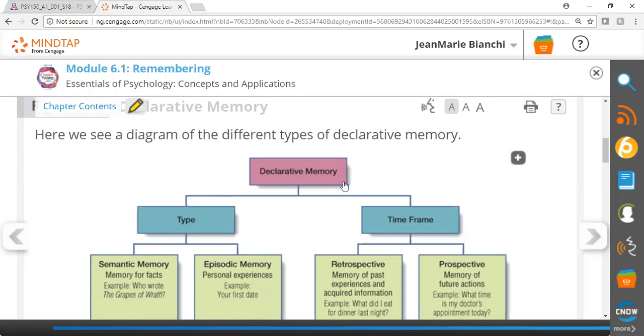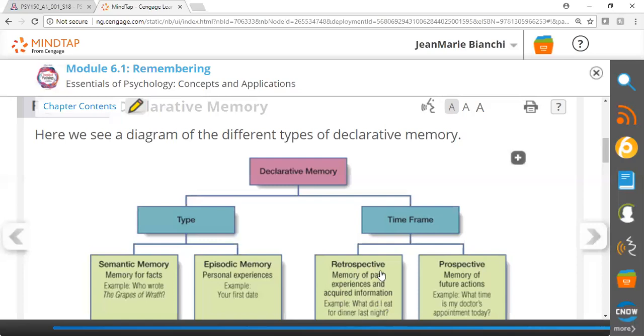Now, we can also break declarative memory up into the time frame that we're talking about. Typically, when we think of memory, we think of remembering things in the past. Retrospective, looking back. What did you do last week? What happened last month? What did you have for breakfast yesterday? These are memories for past events.